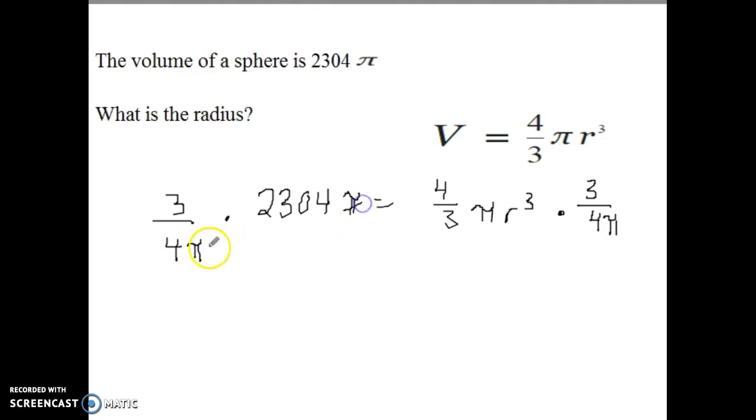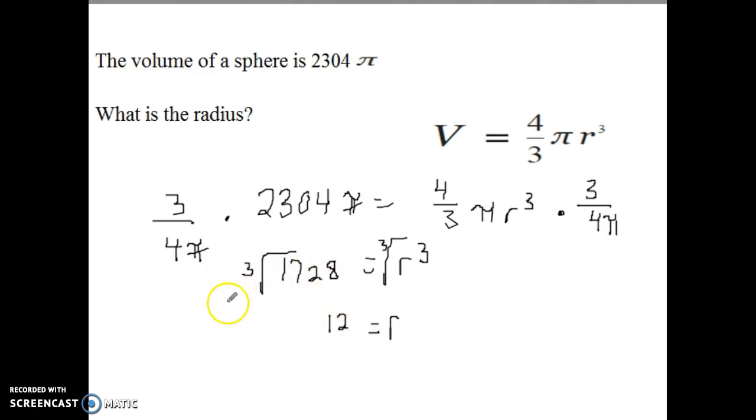And then notice our pi's are going to cancel out. So we're left with 3 times 2,304 divided by 4, and that's going to give us 1,728, and that is equal to r cubed. And then we have to take the cube root. Okay, so make sure on your calculator you know how to take a cube root. And if you're not sure, YouTube is a great source. When you do this, our radius is going to be 12.